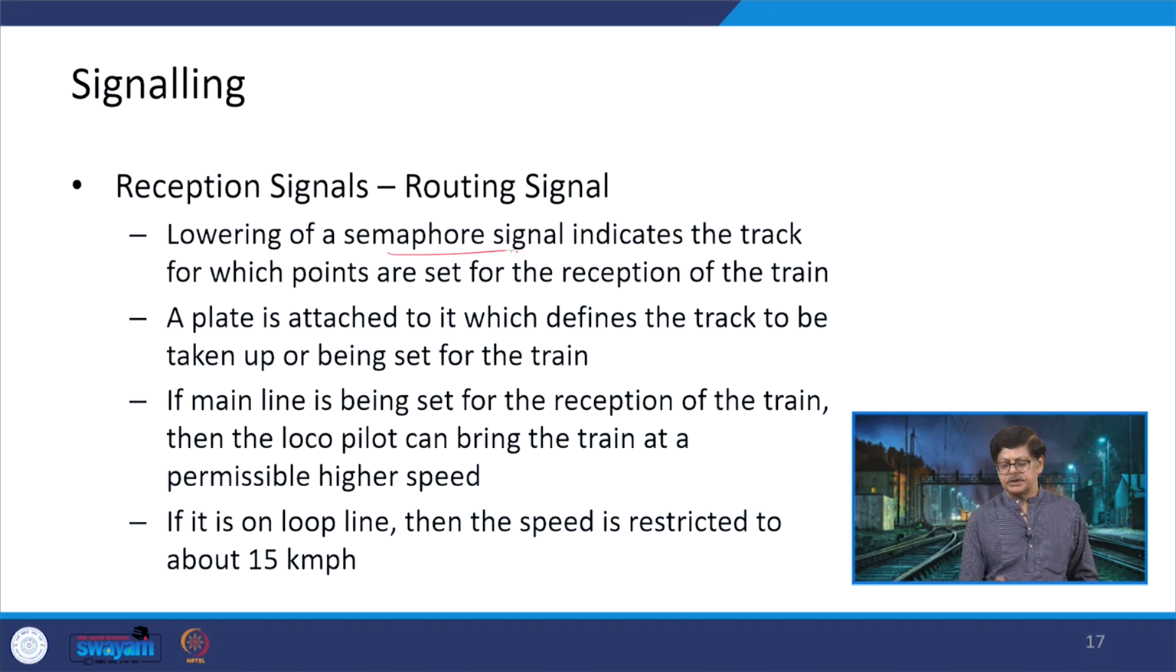Lowering of the semaphore signal indicates the track for which the points are set for the reception of the train. A plate is attached to it which defines the track to be taken up or set for the train. So, this is additional information which is provided. If the main line is being set for the reception of the train, the loco pilot can bring the train at the permissible higher speed. But if it is on the loop line, then the speed gets restricted and the train will be brought at a speed of 15 km per hour.